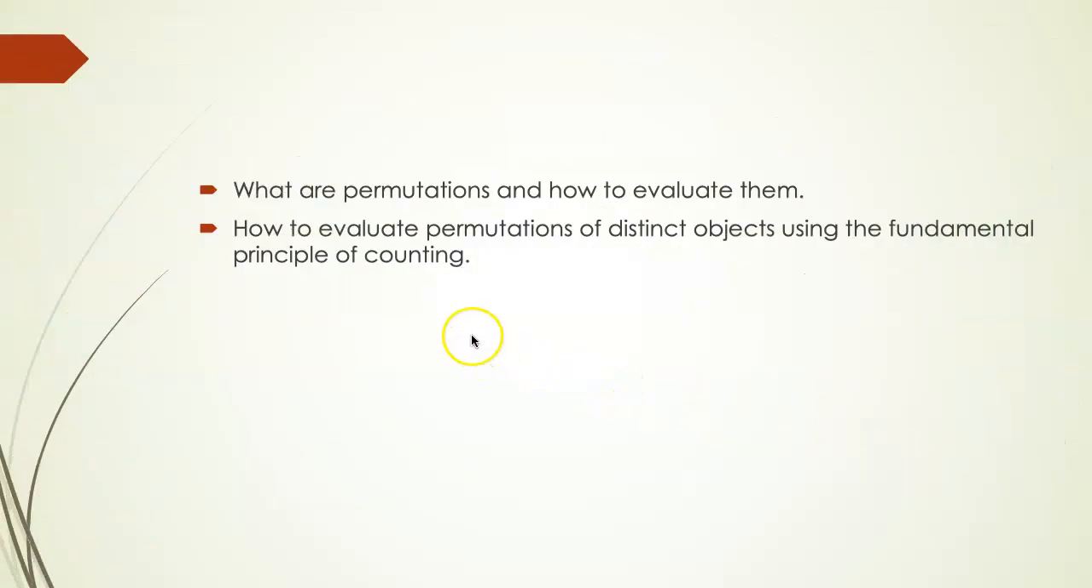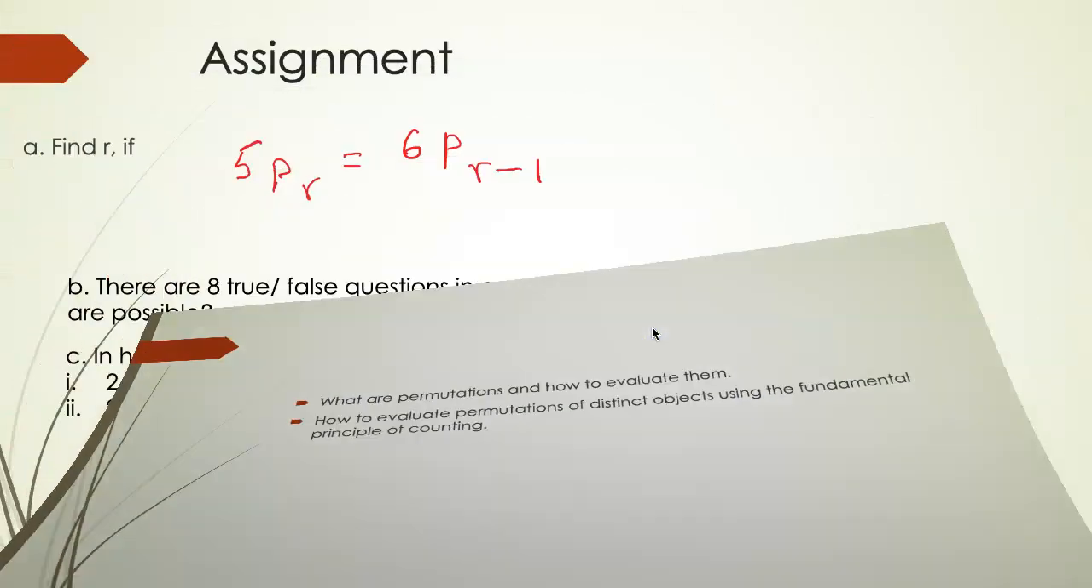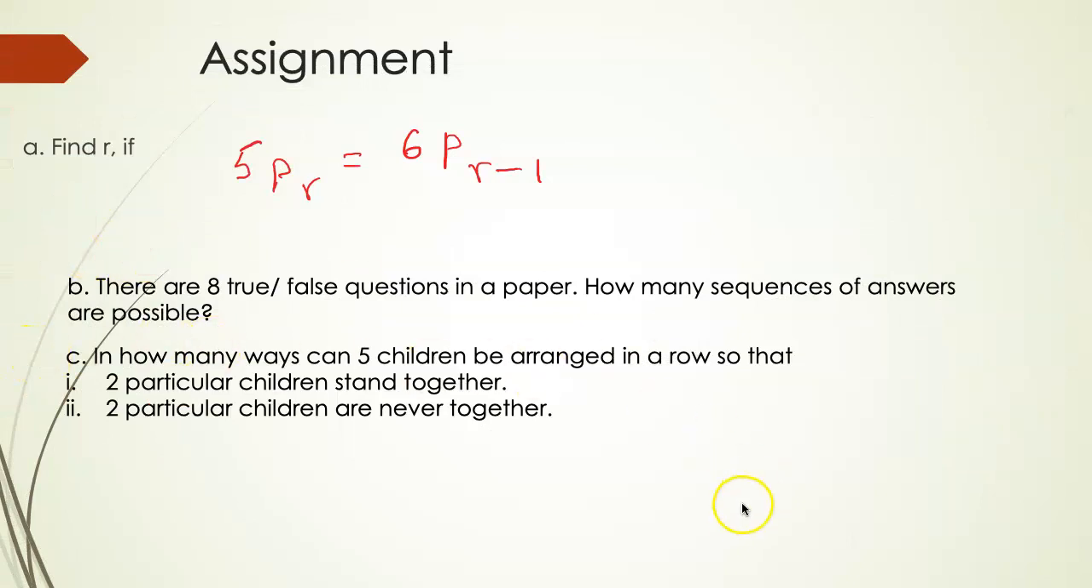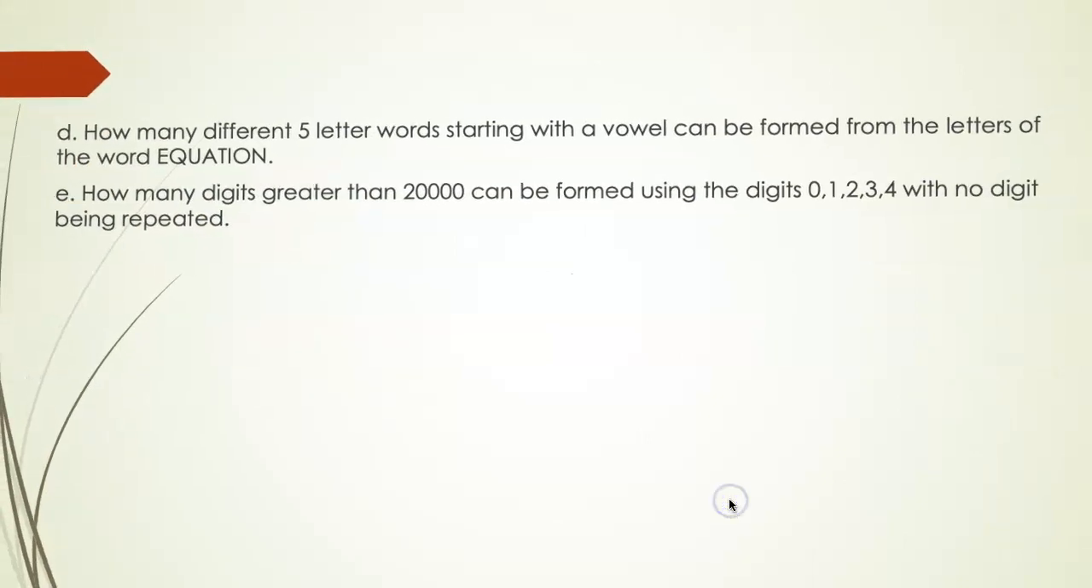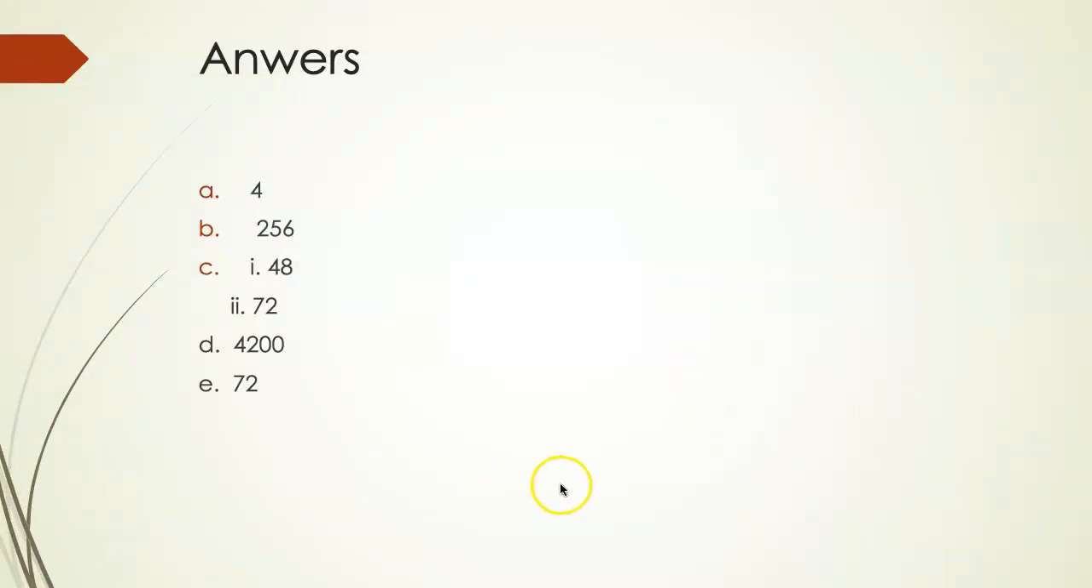So we have learned what permutations are and how to evaluate them, and how to evaluate permutations of distinct objects using the fundamental principle of counting. If you are a class 11 student or a student appearing for the NATA mathematics exam, I strongly recommend you take a paper and pen and work along with me. So I have given some assignments, and after doing them you can check your answers as well.